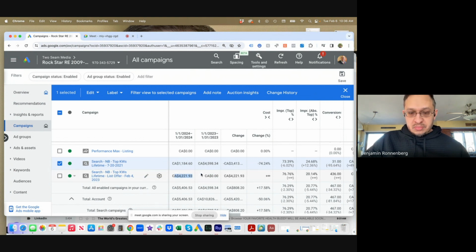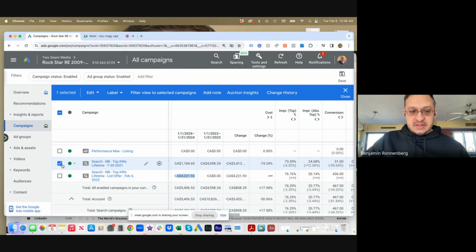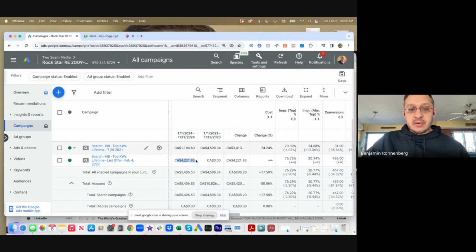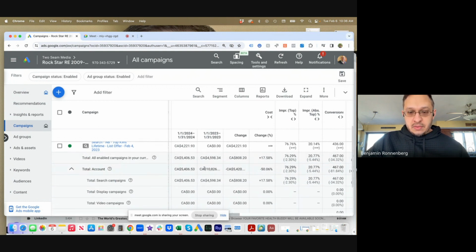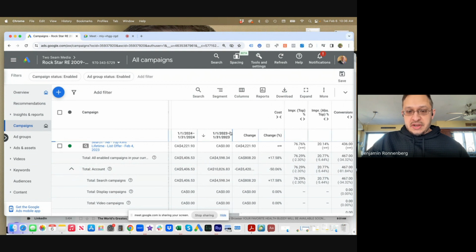But I also want to point out that's campaign level. Cool. If you scroll down a little bit, it's important to also look at account level, right? So here, if you scroll down, you can see total account. In total account, we did just under 11K in January of 23. And in January of 24, we spent 5,400. So we basically spent half as much in January of 24 versus January of 23. You can see that percentage change, minus 50%, right?